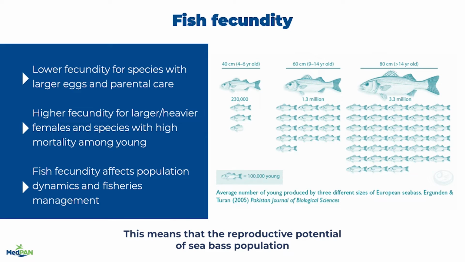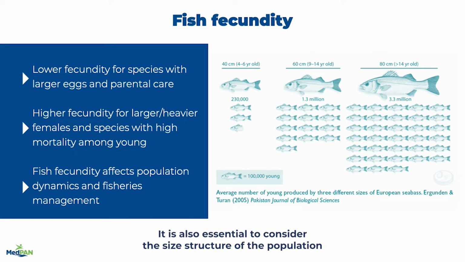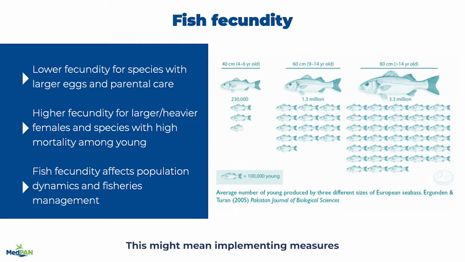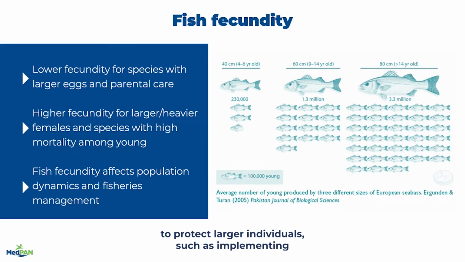This means that the reproductive potential of the sea bass population can significantly change based on the size distribution of individuals. Therefore, managing European sea bass populations solely based on total biomass or fishing mortality might not be sufficient to ensure sustainability. It is also essential to consider the size structure of the population and the fecundity differences among individuals. This might mean implementing measures to protect larger individuals, such as implementing minimum size limits or closed seasons during the spawning periods.